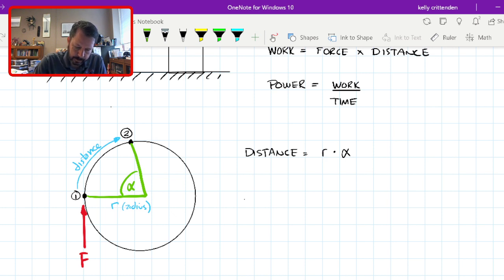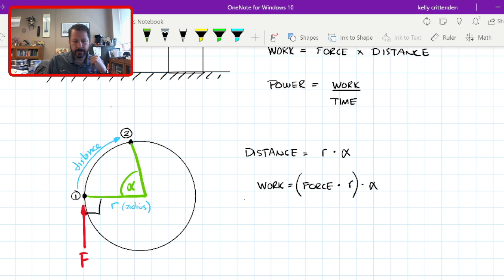So we're going to put that in for our distance value. So now we've got work equals force times distance, which is R alpha, and power is work divided by time. So we won't forget that, but this is important. Let's take out our parentheses here. So this force times R. I'm assuming this force that I drew is perpendicular to that radius, it's tangent to the circle. Force times a perpendicular distance is a torque.